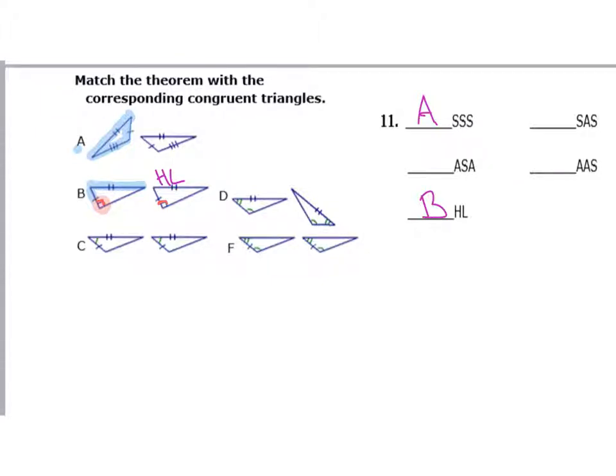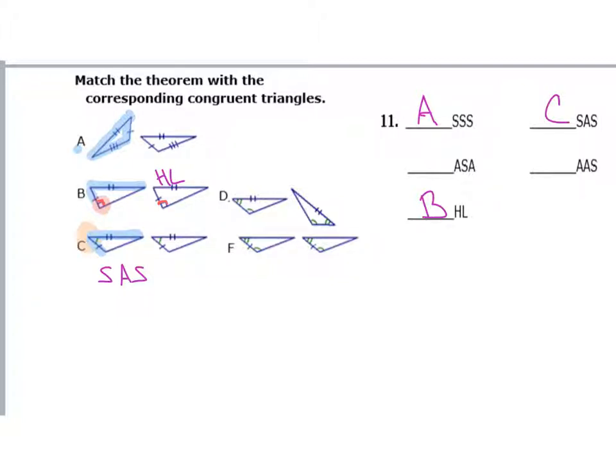If I highlight my sides, I've got a single tick mark and a double tick mark. And then I highlight my angle. So I can see this time that my angle is in between my two sides. So this one is two sides with an angle in between. So C is side, angle, side.